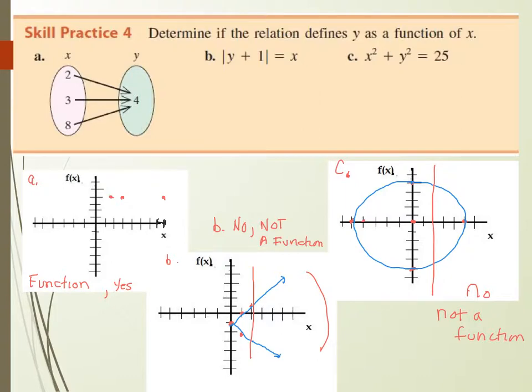And of course, c, we have a center at 0, 0, and the radius is 5. When we draw the function, it's a circle. And a circle, of course, is not a function.